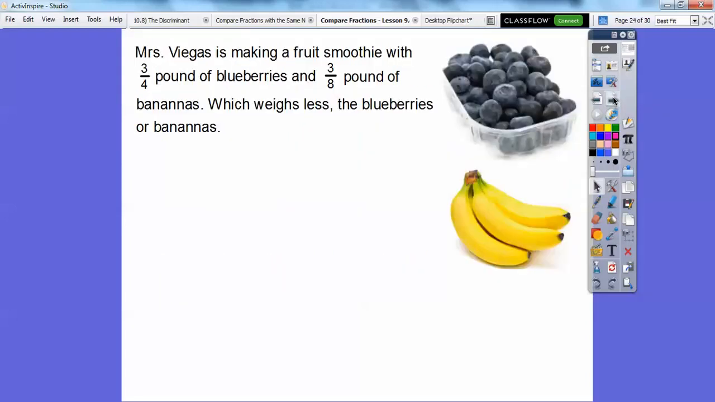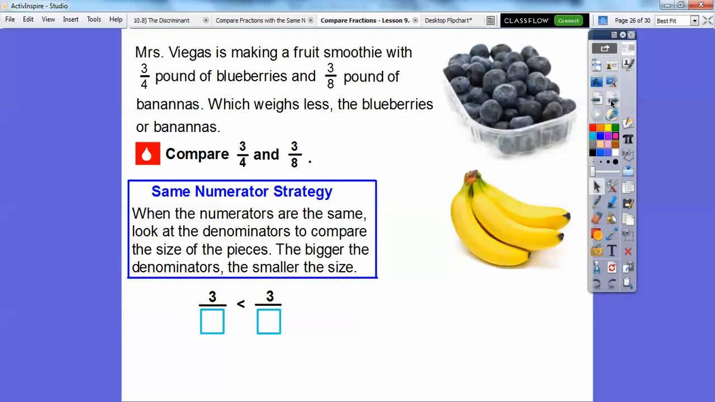Let's try this. Mrs. Villegas is making a fruit smoothie with 3/4 pound of blueberries and 3/8 pound of bananas. Which weighs less, the blueberries or the bananas? Okay, so here we're going to compare 3/4 and 3/8. All right, now check it out. The last one, the denominators were the same. This time the numerators are the same. Okay, so when the numerators are the same, we look at the denominators to compare the size of the pieces.